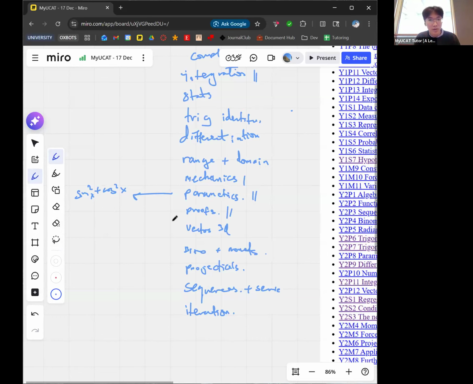For proofs, there's actually not that many proofs that they can ask you about. So I would just recommend looking into the book because there's actually not that many. And 3D vectors, think about them as normal vectors and then add and subtract.